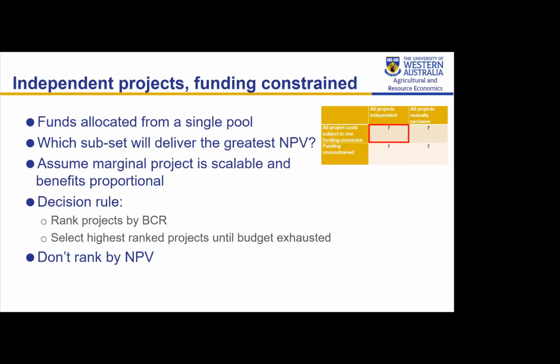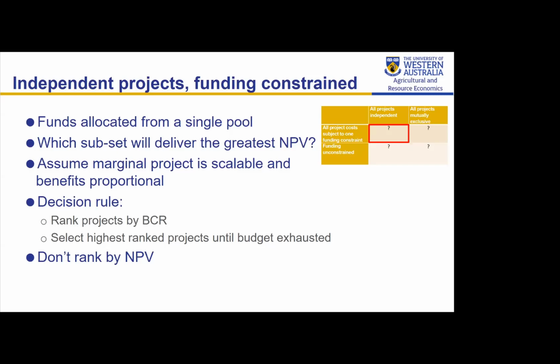The second one is independent projects and funding constrained. I'm going to go for the simplest example here for now. We'll change this later. The simplest case is where the funds are being allocated from a single pool, so there's only one constraint. And the question is, which subset of projects will deliver the greatest net present value overall? I'm also going to assume that the marginal project, the last project that we would fund, is scalable and that the benefits are proportional to its scale. That's an important assumption. If all of that's true, then the decision rule is you rank the projects by the benefit cost ratio and you select the highest ranked projects until the budget is exhausted.